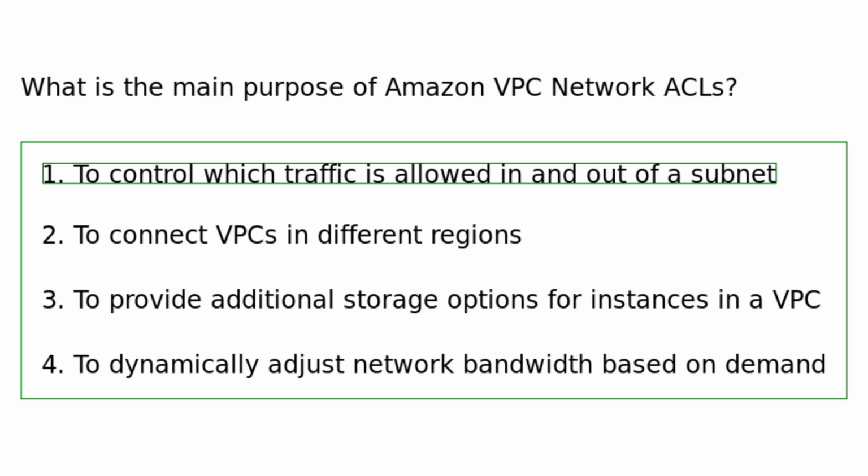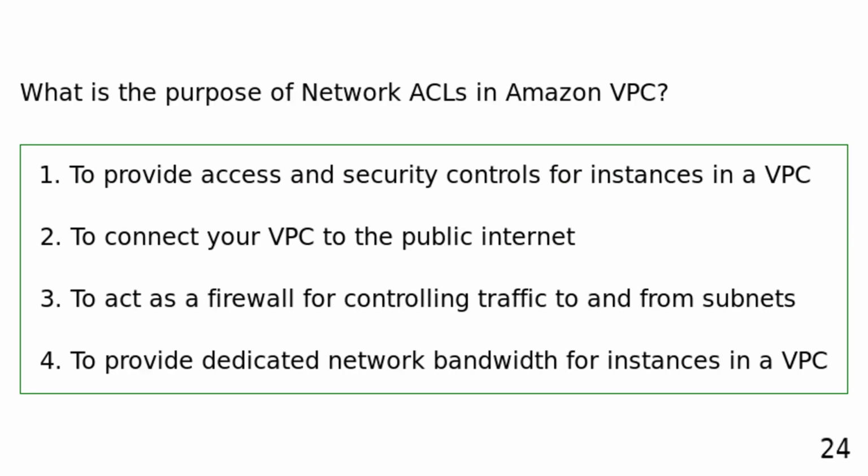What is the purpose of network ACLs in Amazon VPC? To provide access and security controls for instances in a VPC. To connect your VPC to the public internet. To act as a firewall for controlling traffic to and from subnets. To provide dedicated network bandwidth for instances in a VPC.